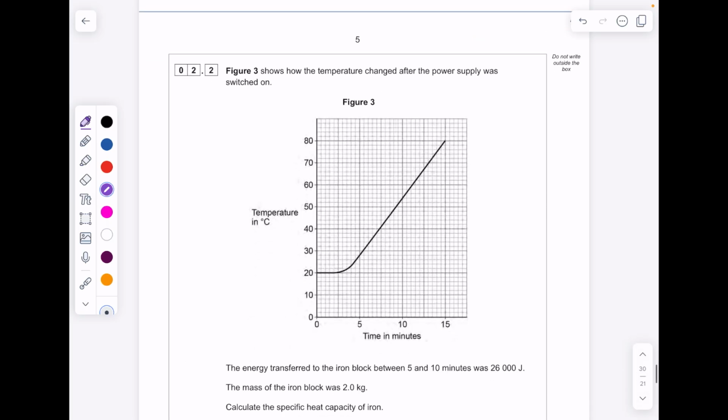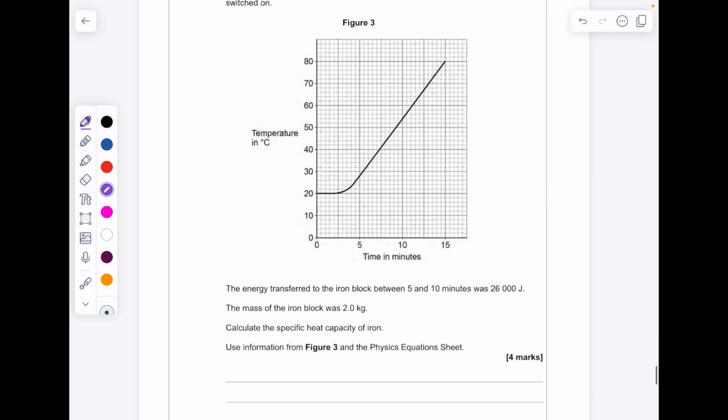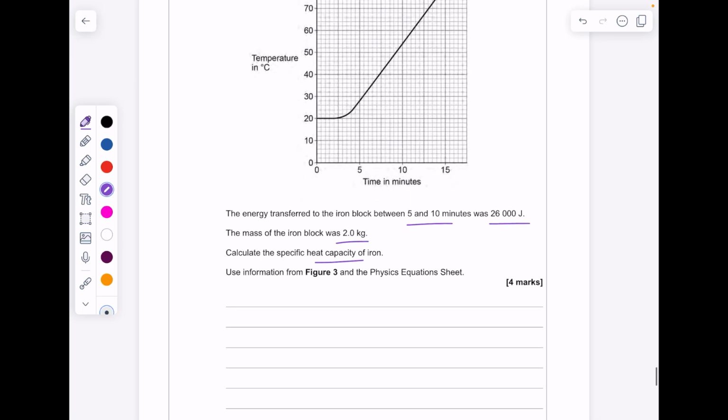Figure 3 shows how the temperature changed after the power supply was switched on. The energy transferred to the iron block between 5 and 10 minutes was 26,000 joules. The mass of the iron block was 2 kg. Calculate the specific heat capacity of iron.